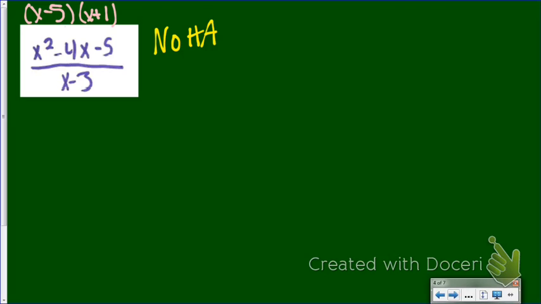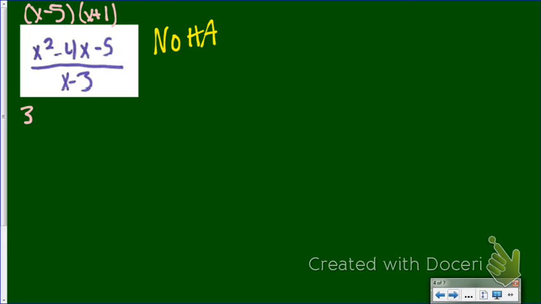So nothing cancels out, so I'm going to check for that slant asymptote. So I'm going to do division. Now, if you're dividing by something like x squared or x cubed, you would have to use long division. But if you're dividing by just x plus or minus a number, we actually can use synthetic division to make this go a little bit faster. So I'm going to go ahead and do synthetic division.